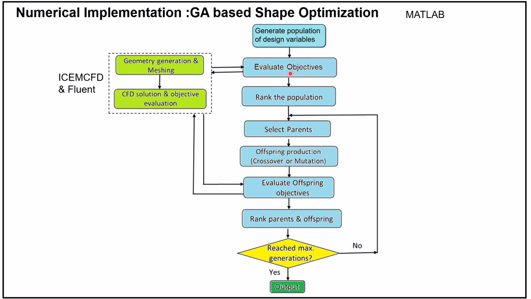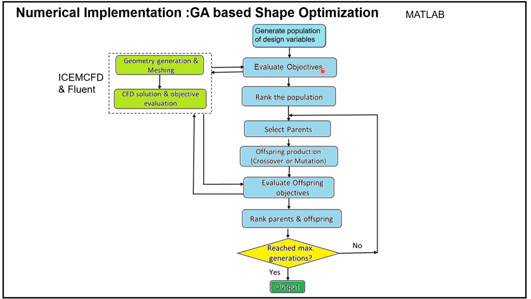In order to evaluate the objectives, we make use of this ICEM CFD and Fluent solver setup. For each design variable value, we create a new geometry and we mesh the geometry, and then we supply it to the CFD solver, and the solver solves it, and then it evaluates the objective function and gives it back to the genetic algorithm optimizer.